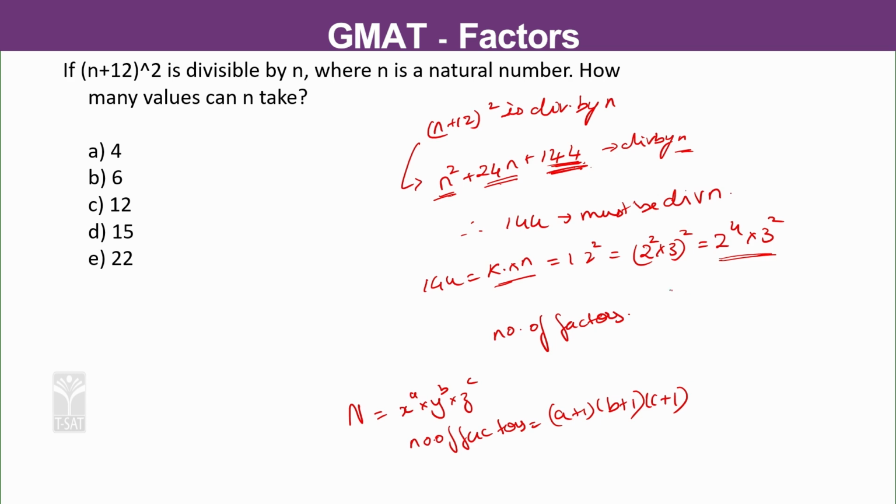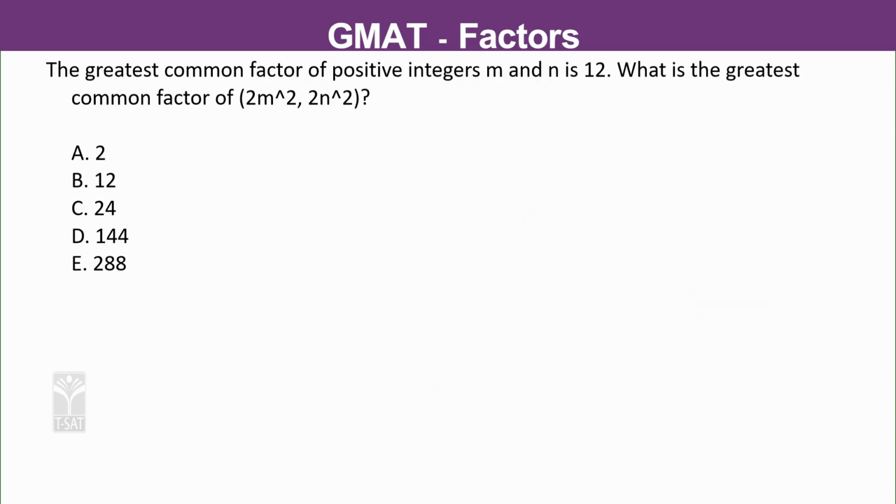So, the number of factors for 144, which is 2 to the power of 4 into 3 square, where x, y, z will all be prime numbers. Here x, y, z should always be prime numbers, and a, b, c will be the exponents. So the number of factors will be (4 plus 1) into (2 plus 1), that is 5 into 3, which equals 15. So, n can take 15 different values, that is, the answer is option D. Let us look at the next question now.